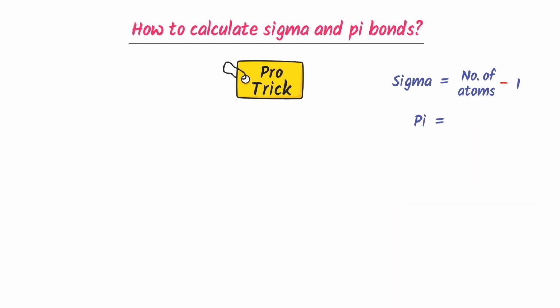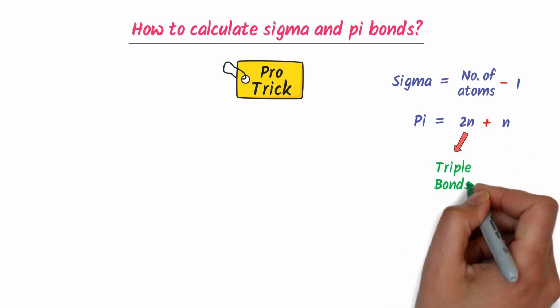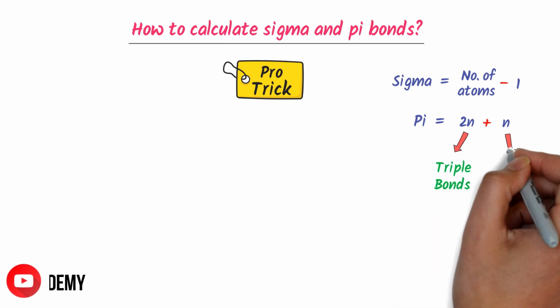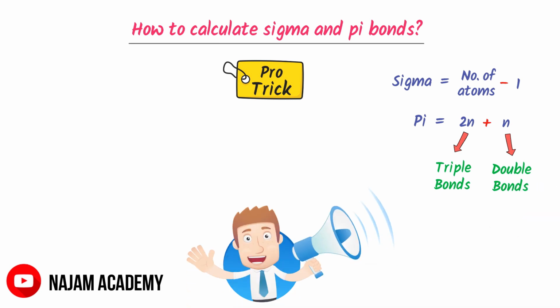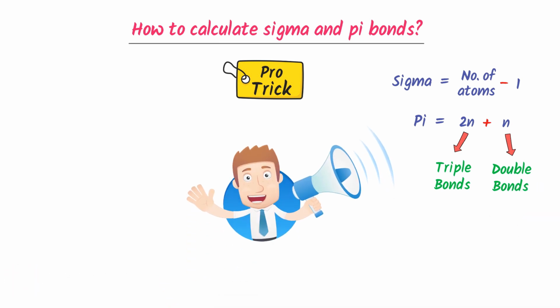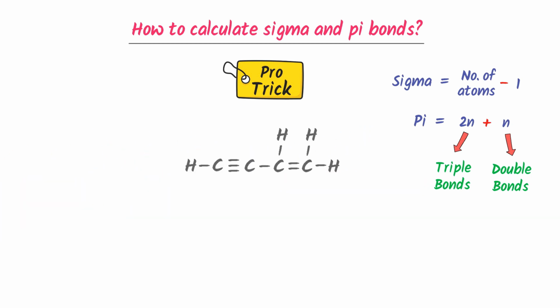while the pi bond present in a molecule is equal to 2n plus n, where this n is the number of triple bonds, while this n is the number of double bonds. At the end of this lecture, I will show you the fast method of using this trick. Now consider this molecule. We use the trick.